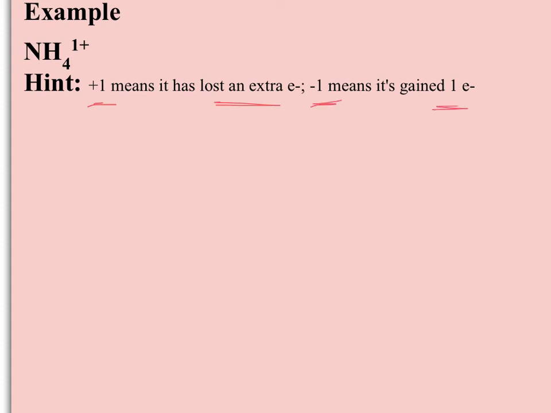So NH4, nitrogen would have 5 electrons. The 4 hydrogens each have 1 electron. And then the +1 means I've lost an electron. So when I add this up, 5 and 4 is 9 minus 1. I actually only have 8 electrons.